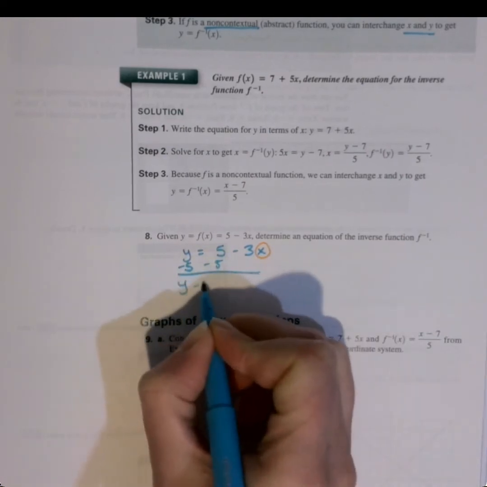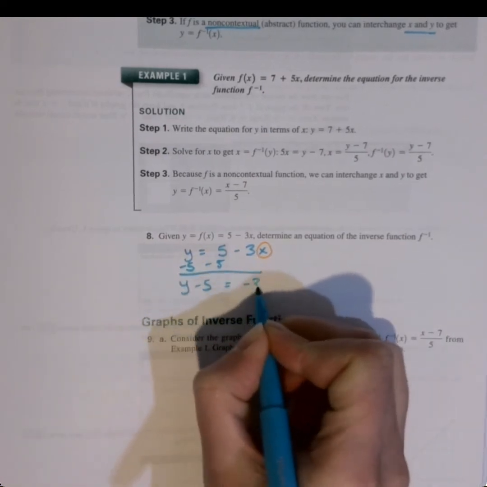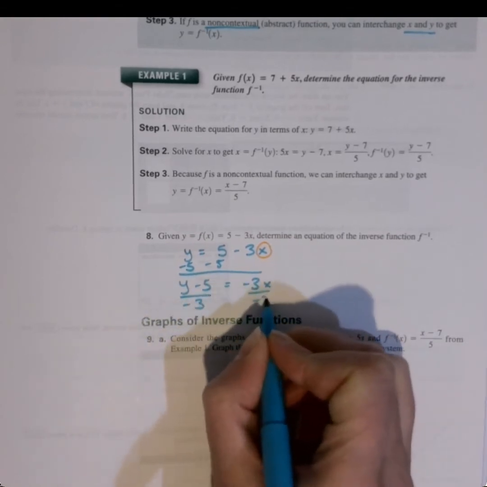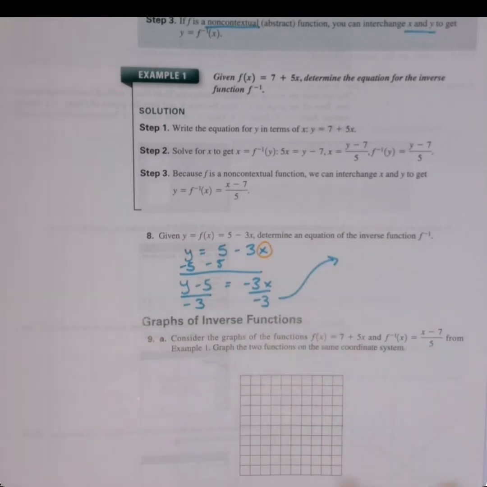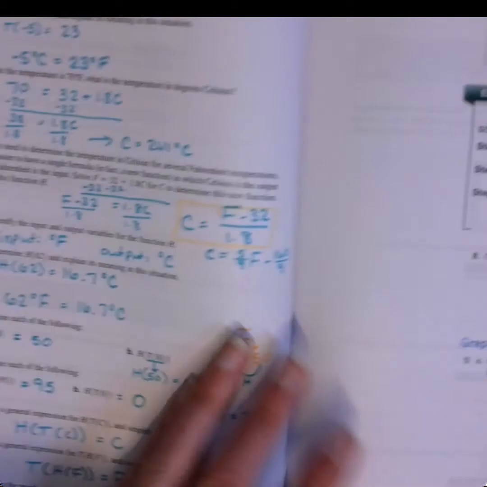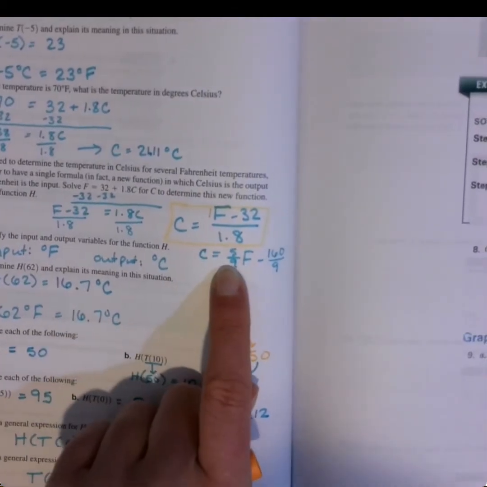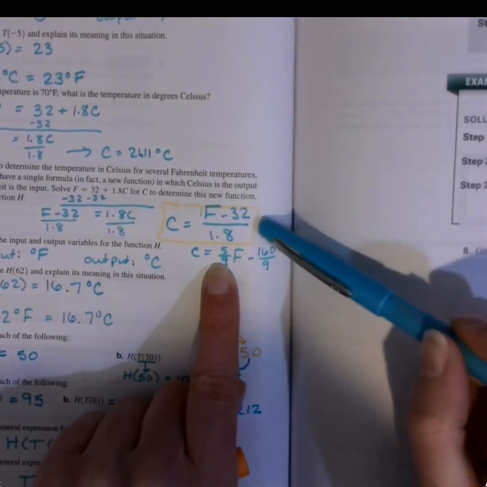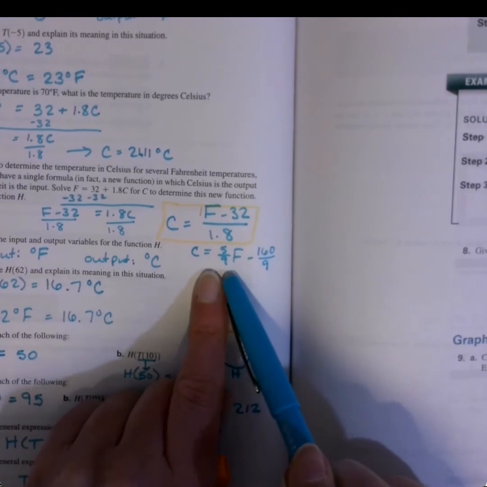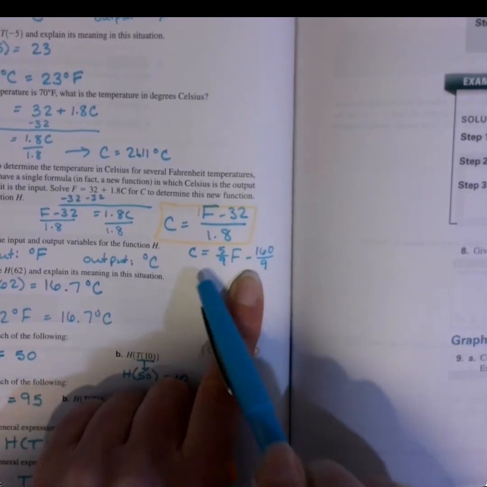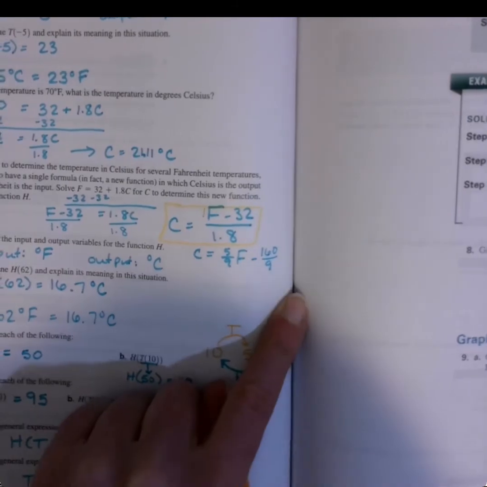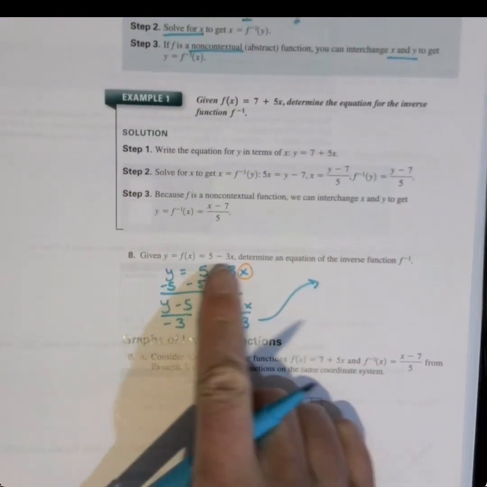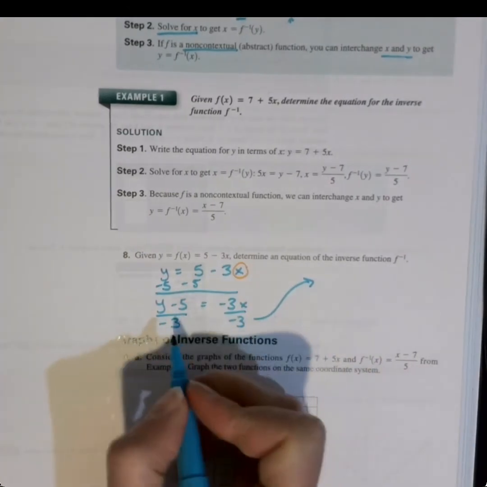And I'll have y minus 5 equals negative 3x. And we'll divide everything by negative 3. Now, this is an instance where I am going to distribute the division like I did over here. And the reason is because this function's a linear function. It's not in a contextual situation like this one was. I'm going to want to know its slope, and I'm going to want to know its y-intercept. So I did it over here just for some practice. We're going to do it here for sure. In this example, you can tell that it's linear because the original function was linear. So the inverse function is going to be in that same format.